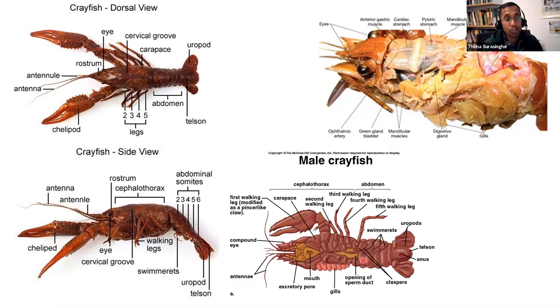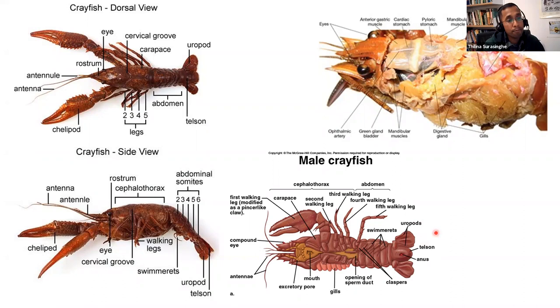The first two pairs of the swimmerets in a male is modified into claspers. The purpose of those claspers are for reproduction, right? They actually inject sperms into the female's body, right? And then, of course, you end up with the uropods.